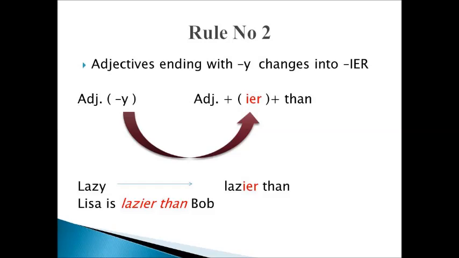We are comparing two people, Lisa and Bob. So Lisa is lazier than Bob. What are we doing here? We remove y and we add ier to lazy. It becomes lazier.